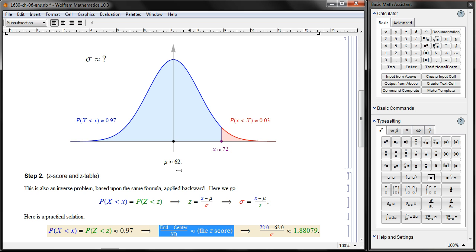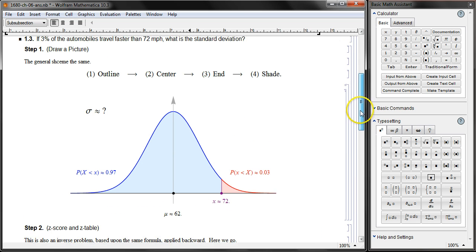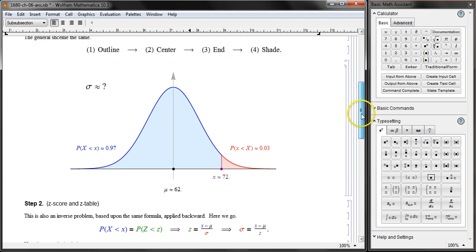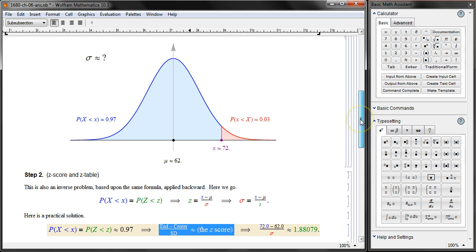If you draw the picture according to all these steps, outline, center, and shade, it's not difficult to put all those numbers into this formula. End is 72, center is 62, and standard deviation unknown. And how about the z-score? Well, from 3% to the right, from 97% to the left, we have to find it from the z-table. If you do it, you're going to get about 1.88 something.